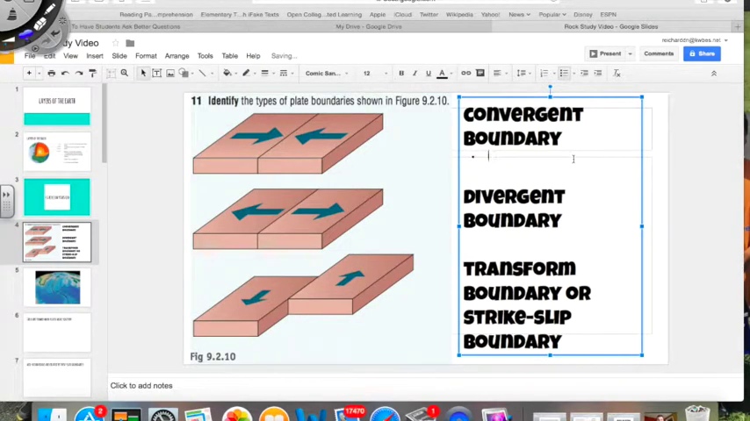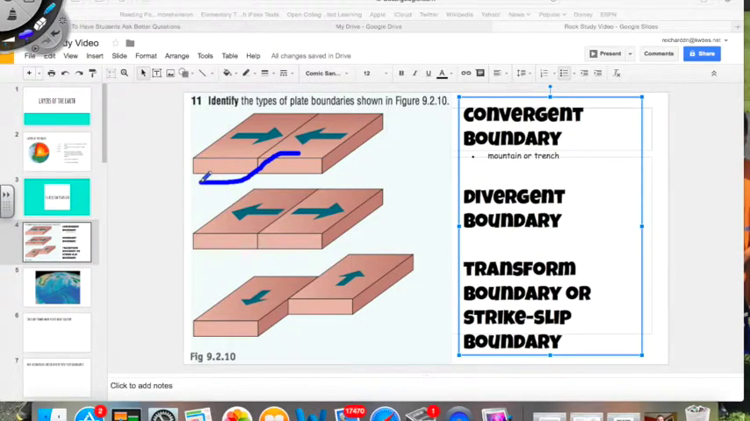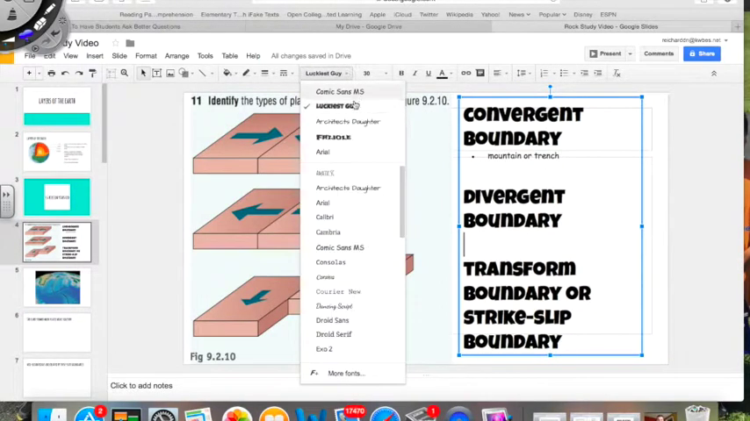So a convergent boundary, you could have two things. You could have a mountain or a trench, because remember, sometimes one plate is going to go down underneath the other one, and right here you would have a trench form. So you could have a mountain or trench form there. The Himalayas are one such example of a real-life convergent boundary.